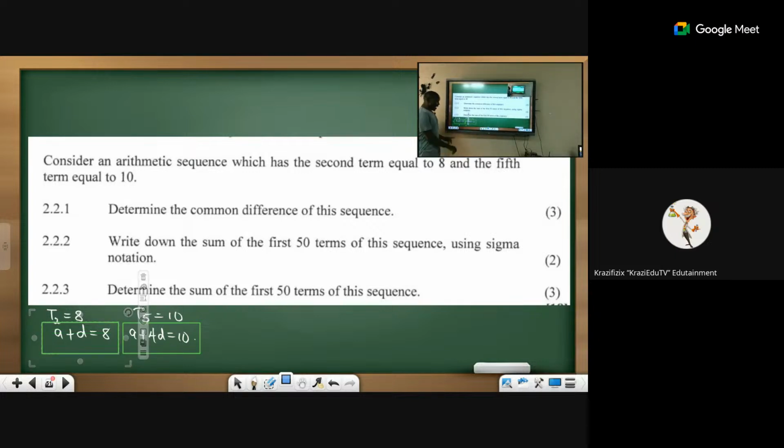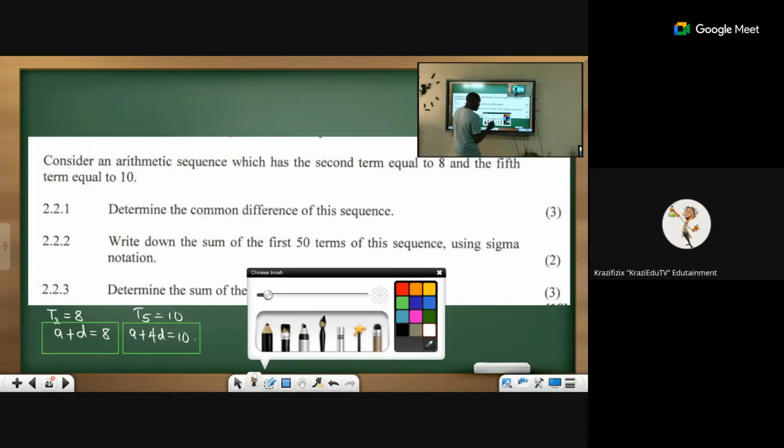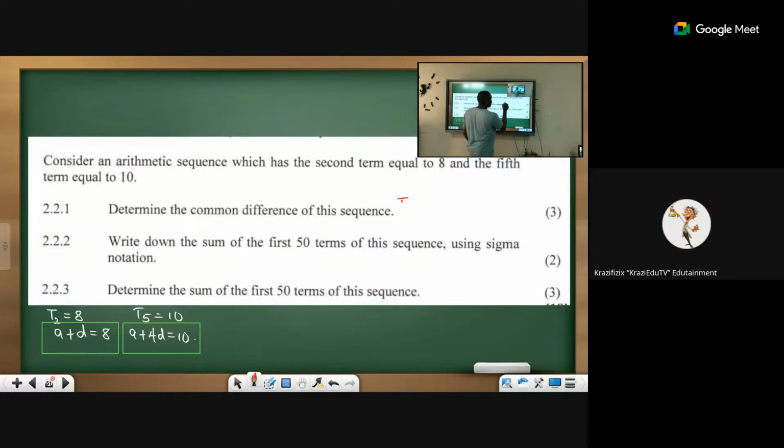Do you notice I'm getting two answers here now? I'm getting both my A and my D. But that is even too long. Look, the examiner says common difference. I could have said, since I'm looking for common difference, T5 minus T2 is 3D. What is T5? 10. What is T2? 8.